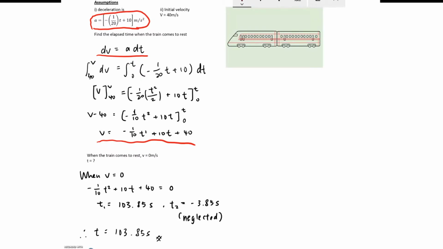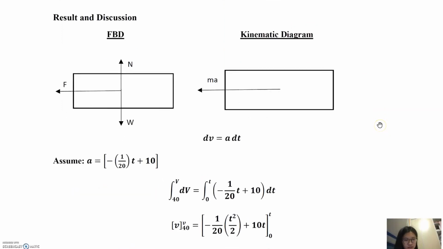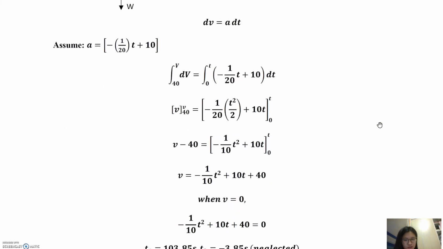So we are finding the t when the train comes to rest. We can use v equal to 0. By solving this quadratic equation, we get two answers, which are t equal to 103.85 and t equal to negative 3.85 seconds. Because t is always positive, we discard the negative one. So we take 103.85 seconds to be our answer. And this is our result and discussion, same as above.